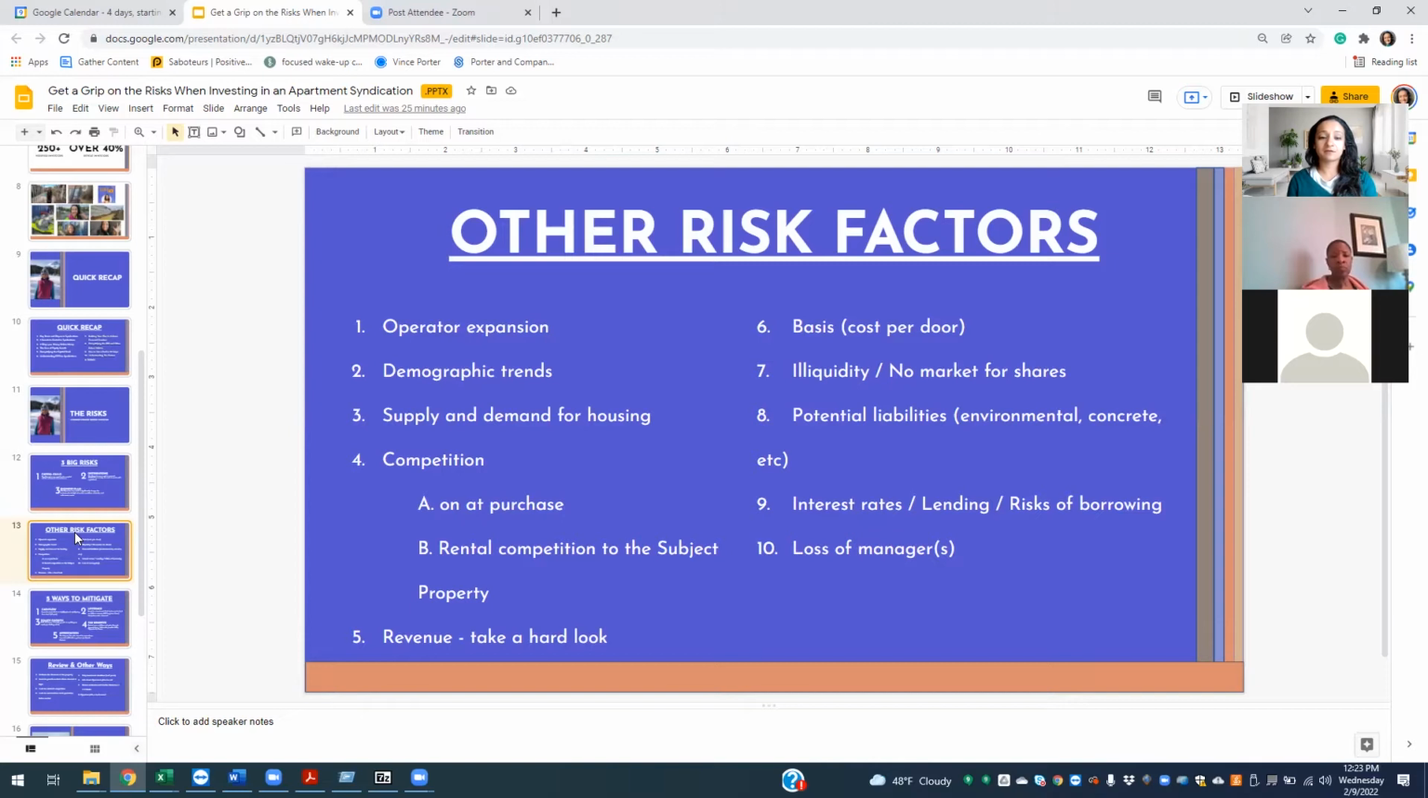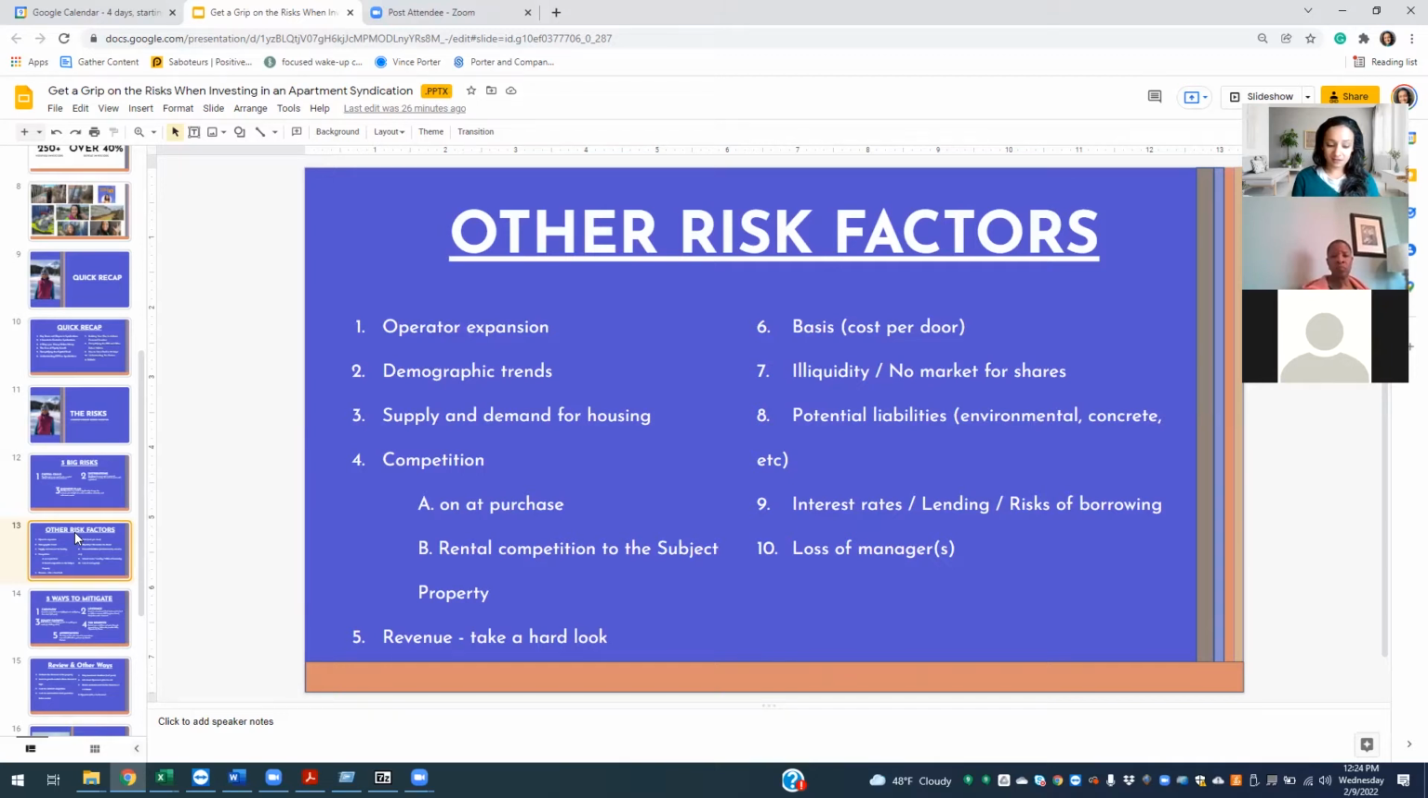Okay, so that's operator expansion. Let's talk about demographic trends. Another risk, anyway, I guess I kind of talked about the risks and how to mitigate it. You want to make sure that your operator is not expanding too quickly without a plan in place. Okay, number 2, demographic trends.